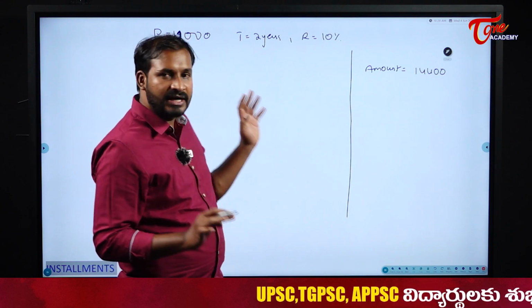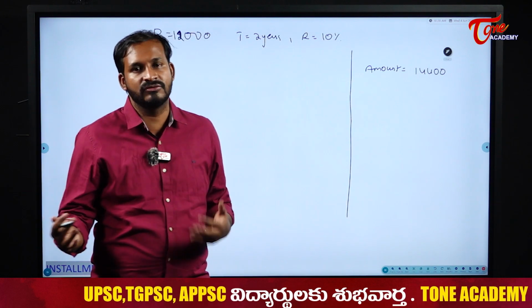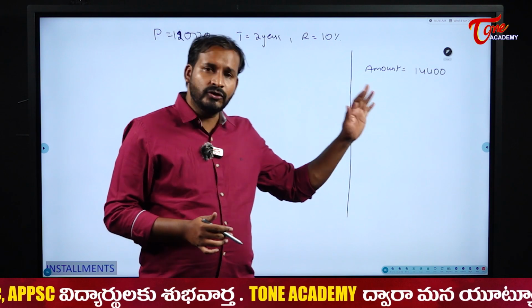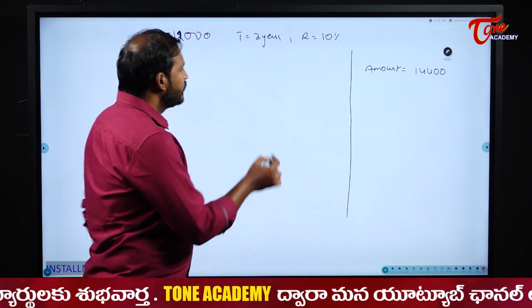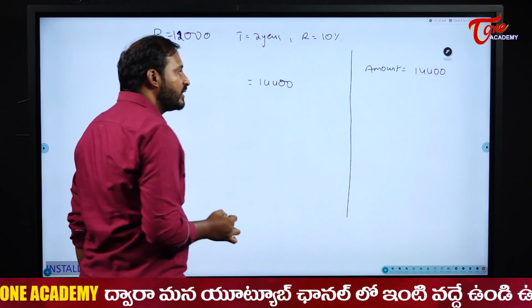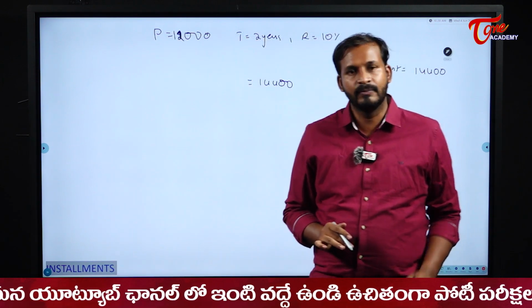See, first of all, we will understand the concept with the help of simple interest and then we will apply the same logic to compound interest, students. That means after 2 years, how much do you need to pay? You need to pay 14,400 if you pay it at once.